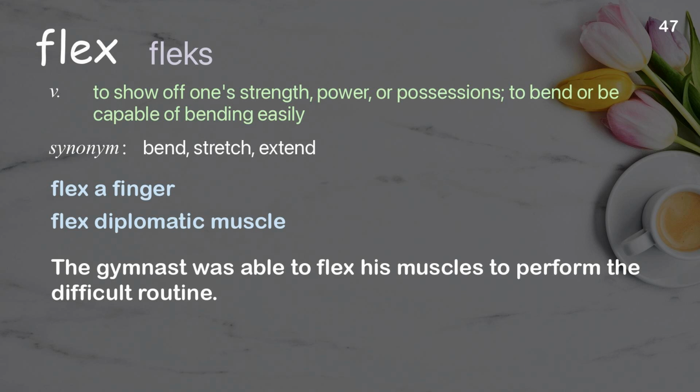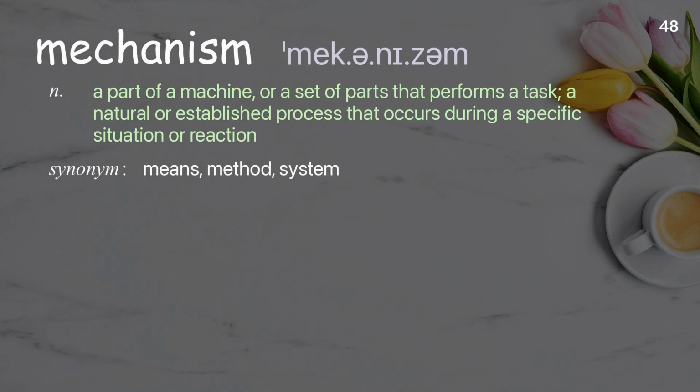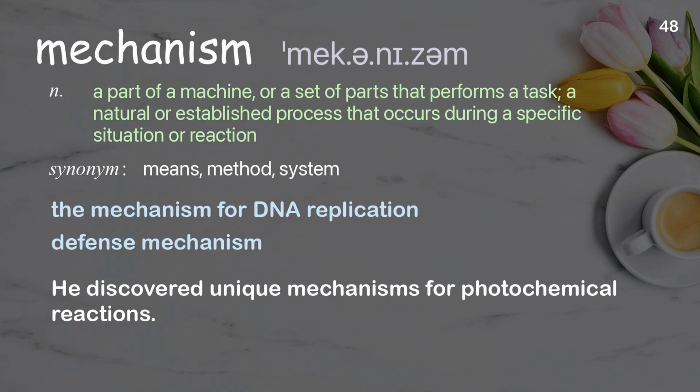Mechanism. A part of a machine, or a set of parts that performs a task, a natural or established process that occurs during a specific situation or reaction. Examples: The mechanism for DNA replication. Defense mechanism. He discovered unique mechanisms for photochemical reactions.